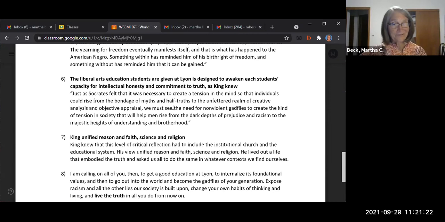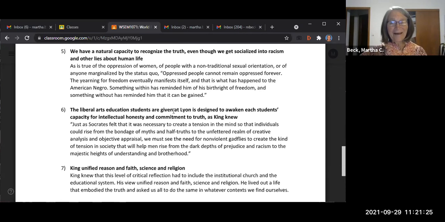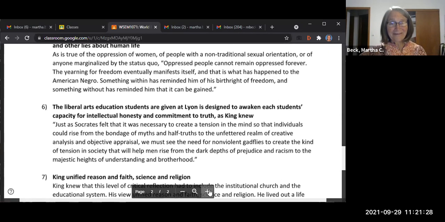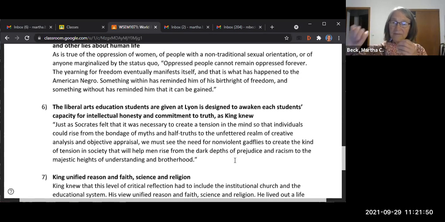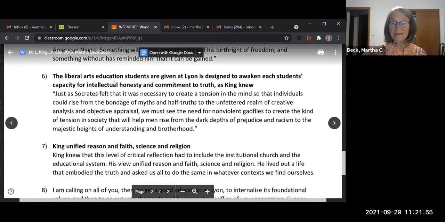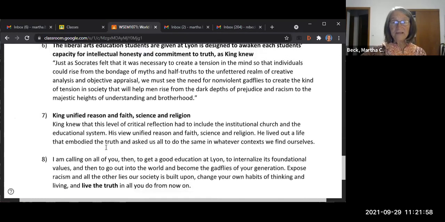And he compares it to Socrates. And I really think, I mean, we read Socrates, right? You should think about this. Socrates thought it was necessary to create a tension so that individuals could rise above myths and half-truths and habits. He knows about the Socratic gadfly, to create a tension, right? People are always questioning, examining, re-examining, and acting. That's the only way to keep your society honest and democratic. He unified reason and faith, science and religion.